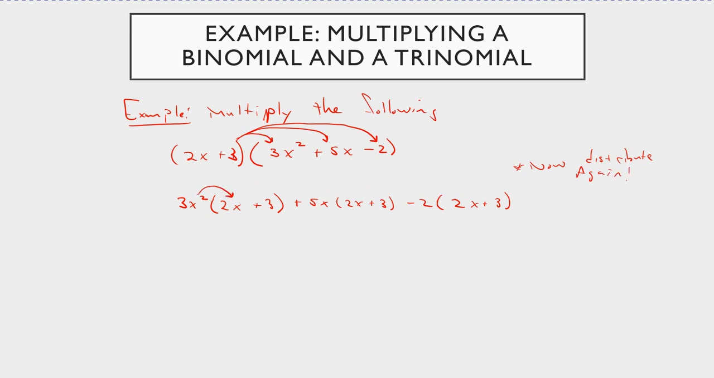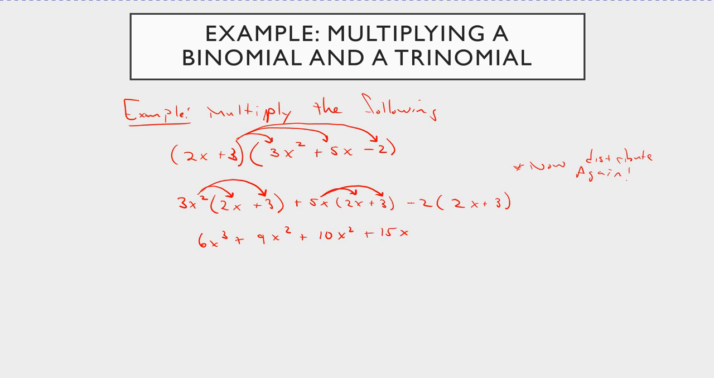So I have 3x squared times 2x. Well, that's going to get me 6x cubed, right? Because 3 times 2 gets me 6. X squared times x gets me x cubed. 3x squared times 3. Well, 3 times 3 gets me plus 9x squared. Now here, 5x times 2x. Well, that gets me 10x squared. 5x times 3. Well, that gets me 15x.